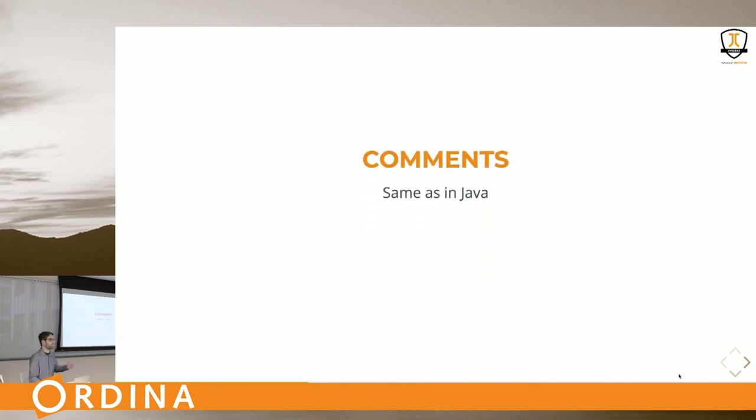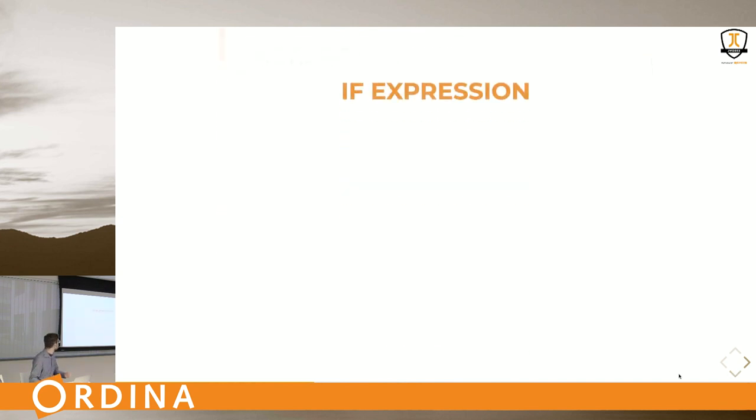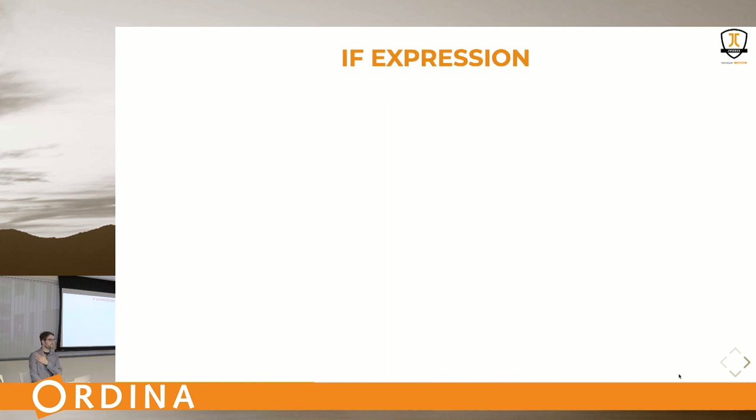Okay, comments, same as in Java. No weird things there. Okay. Then we have if expressions. In Java, an if basically is a statement, which controls your flow. It's either one case or the other, but it doesn't return anything unless you use a ternary if. In Kotlin, an if expression can also be both.